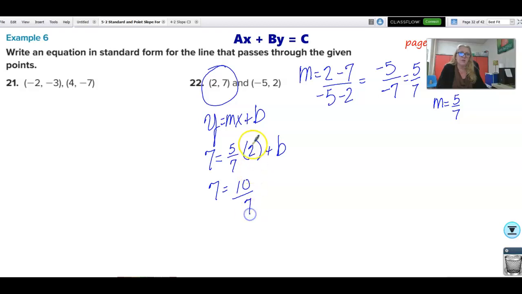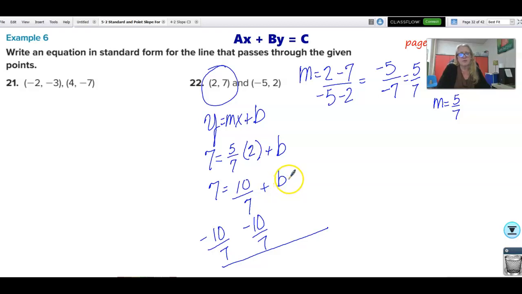10/7. I multiplied 2 times 5 plus b. And now I'm going to subtract 10/7 from both sides. This algebra book likes to give you guys fractions. They must think you love them as much as I do. Okay, so 10/7 is equal to 1 3/7. So if I take 1 3/7 away from 7, I would be down to 5 4/7.